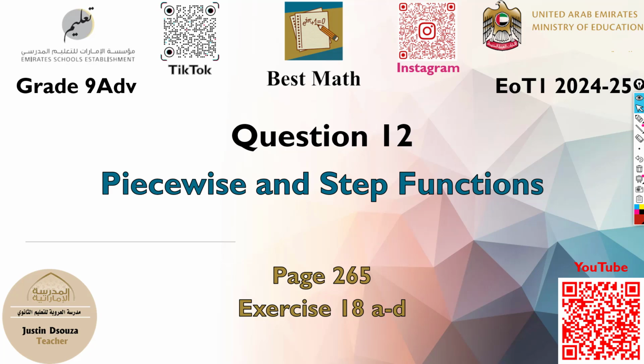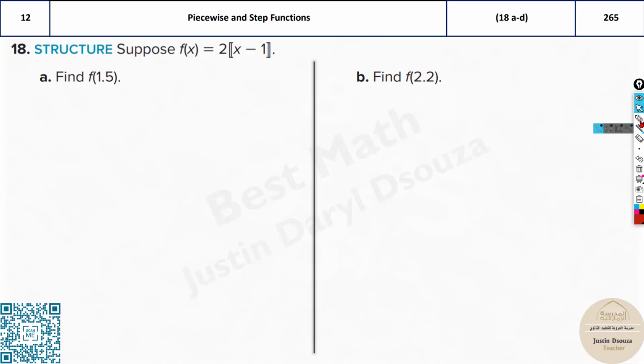The question 12 is about step functions. Here you can see we have f of x equals 2 step function x minus 1. Now what happens over here is whatever is inside the step function, whatever is the value x, that will correspond to its lower whole number or the integer.